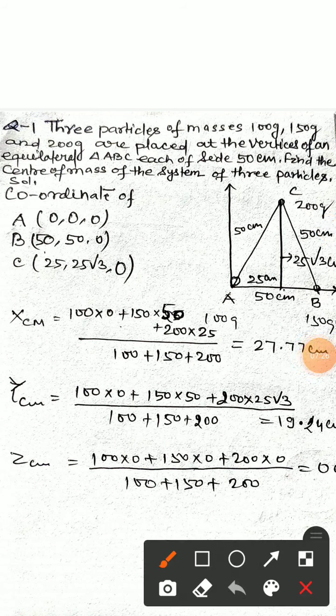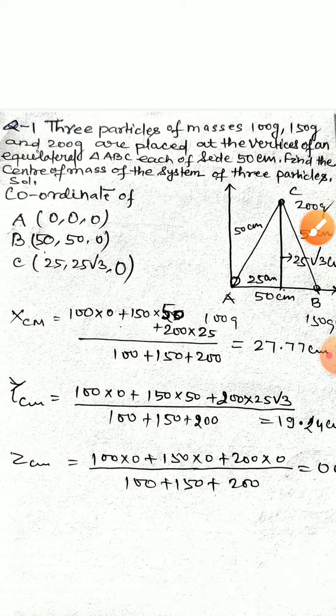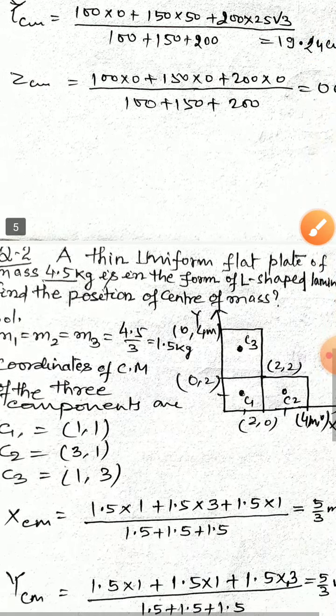Here A will be 0, 0 as it lies at origin, and B will be 50, 0, again 0, and C will be 25 and 50, 25 root 3, z coordinate is 0. Substituting the values in the formula, we will get the result.